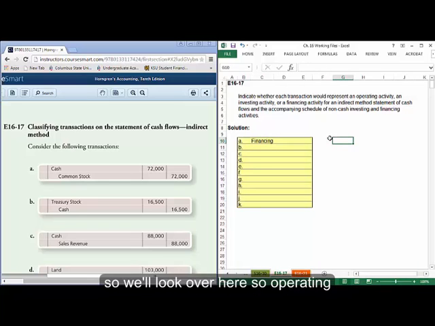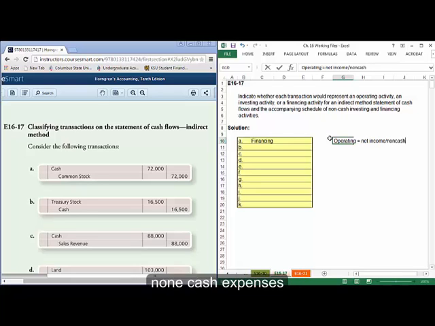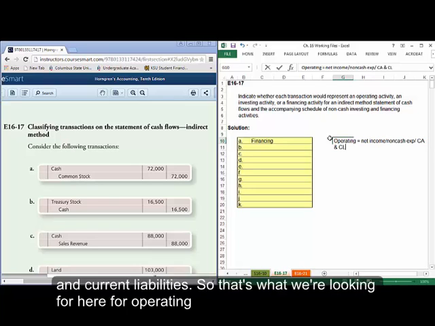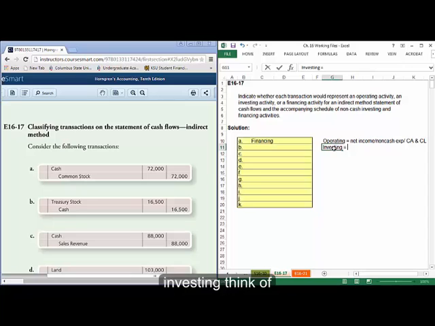So, if you look over here, so operating, we're looking for any kind of, we need net income, non-cash expenses, and current assets, and current liabilities. Okay, so that's what we're looking for here for operating. Investing, think of long-term assets. Financing, we're looking for long-term liabilities and equity items.